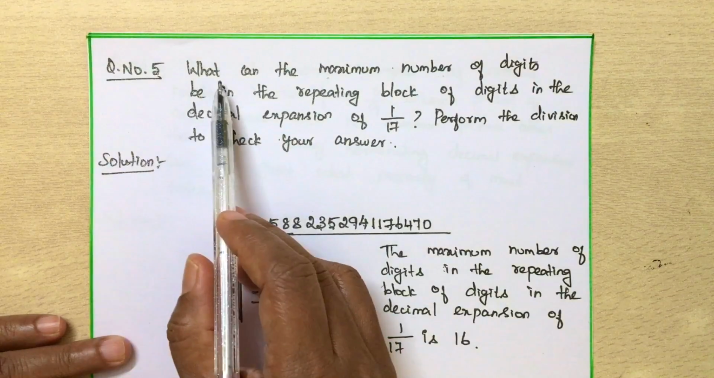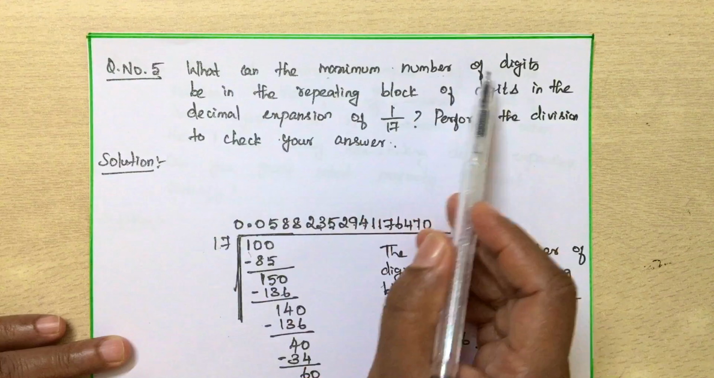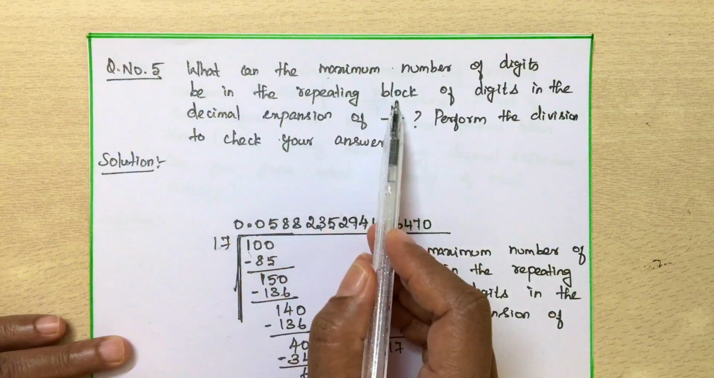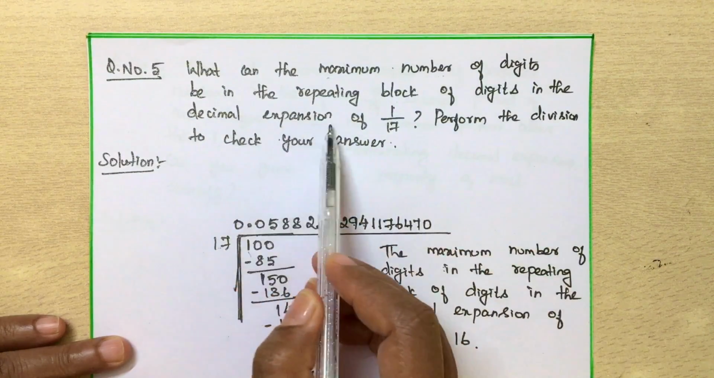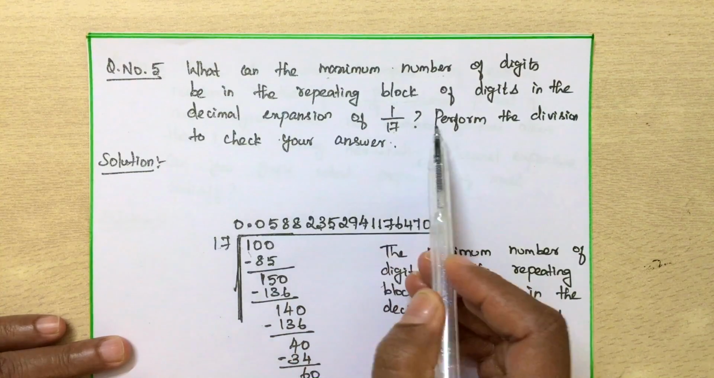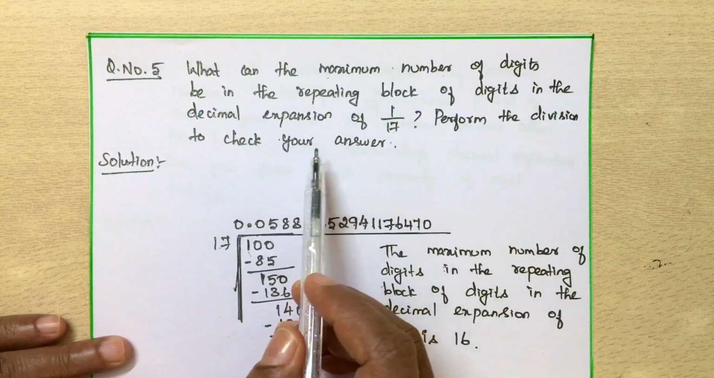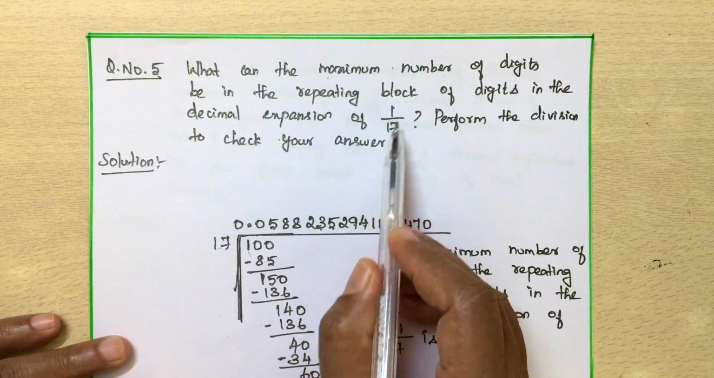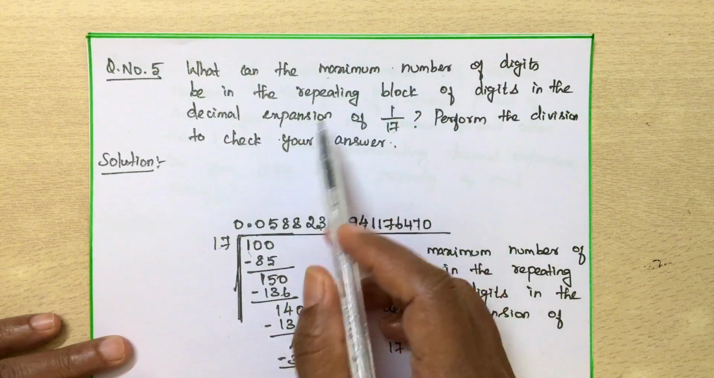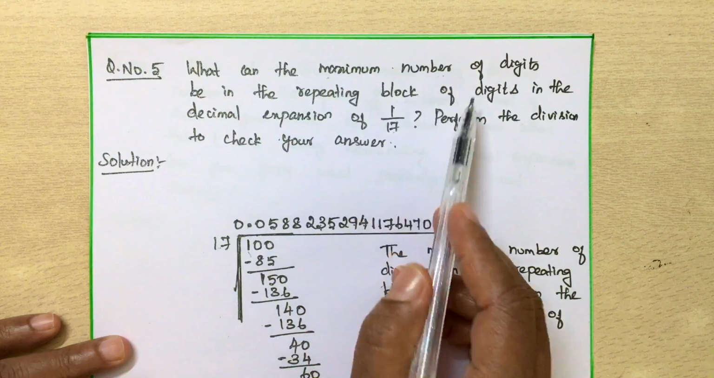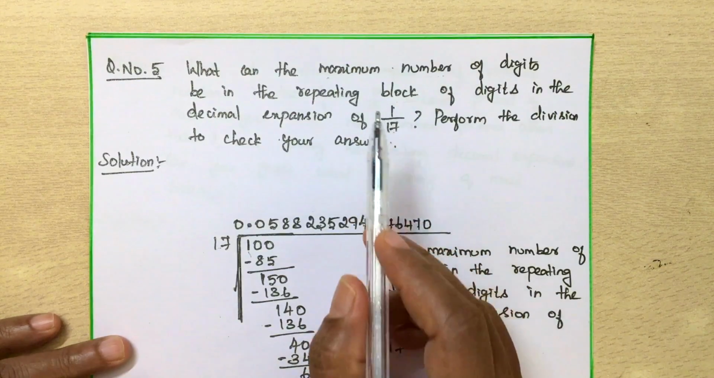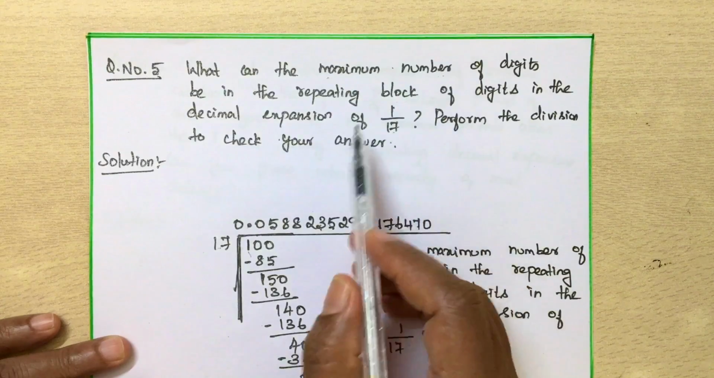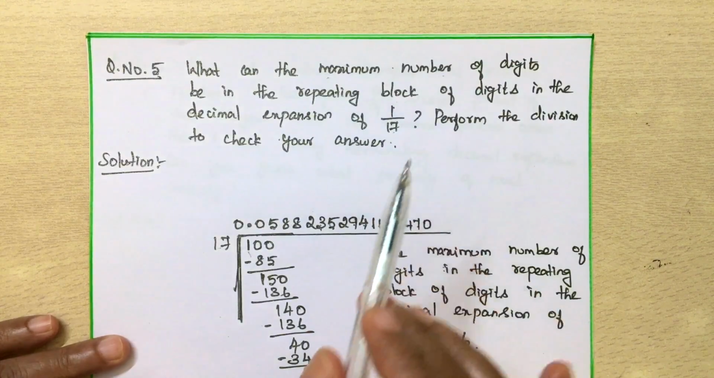Question number 5. What can be the maximum number of digits in the repeating block of digits in the decimal expansion of 1 by 17? Perform the division to check your answer. Here, we have to divide 1 by 17, and if you keep on dividing, you will have a repeating pattern. After how many digits does that repeating pattern occur? That is the question. Simple.